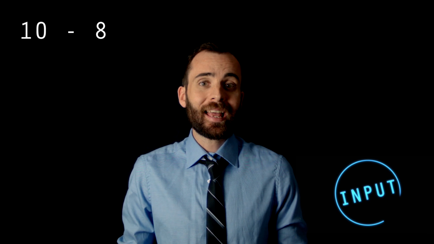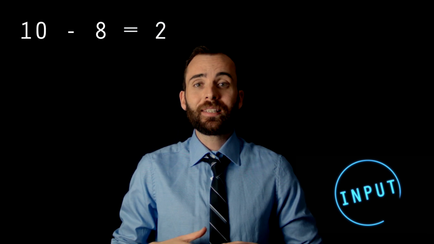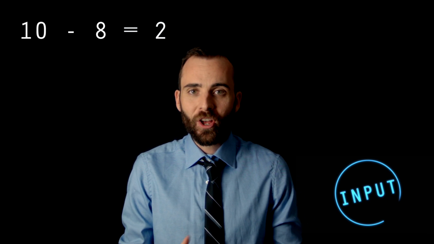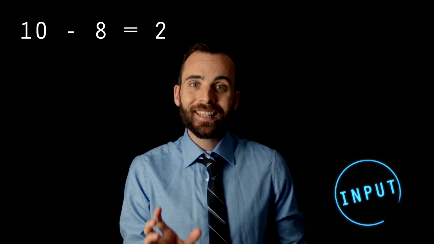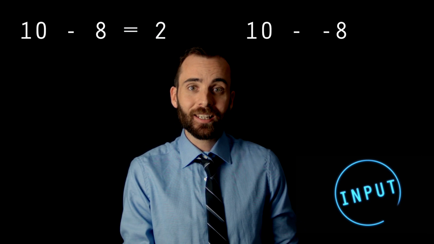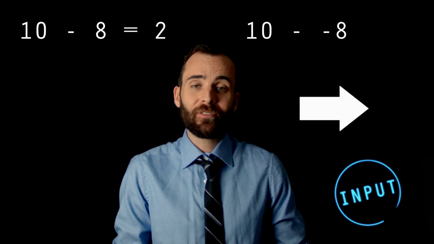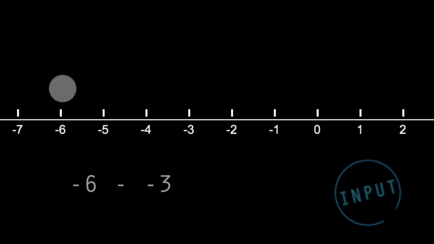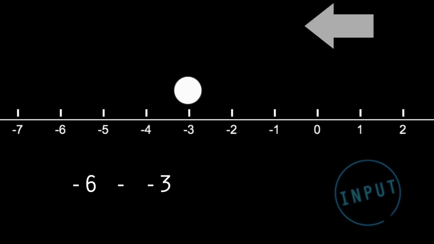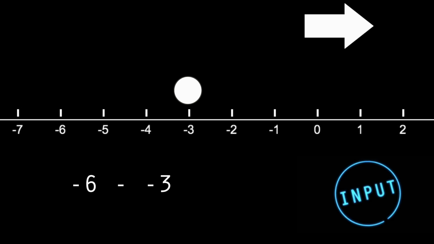We follow exactly the same principle with subtracting. Normally we move to the left. For instance, if we did 10 take away 8, we'd get 2. However, if we're dealing with negative numbers, it reverses the direction. So 10 take away negative 8, we're going to move to the right. That's going to give us 18. Similarly, minus 6 take away minus 3 will give us minus 3. Normally we move left with a subtraction, but as it's a negative number, we've moved in the opposite way.